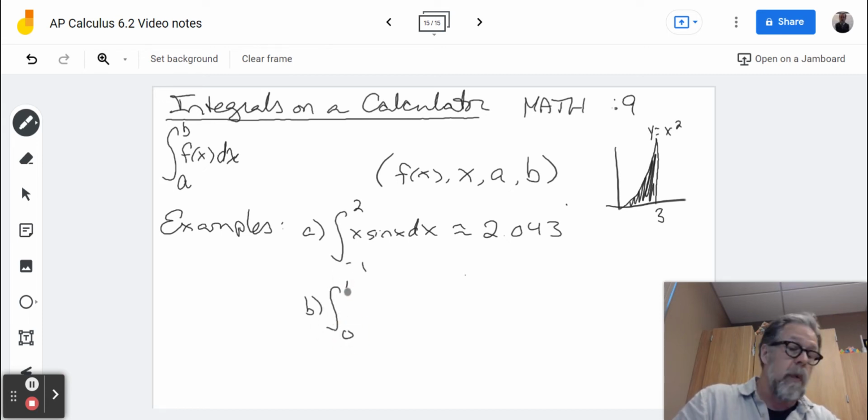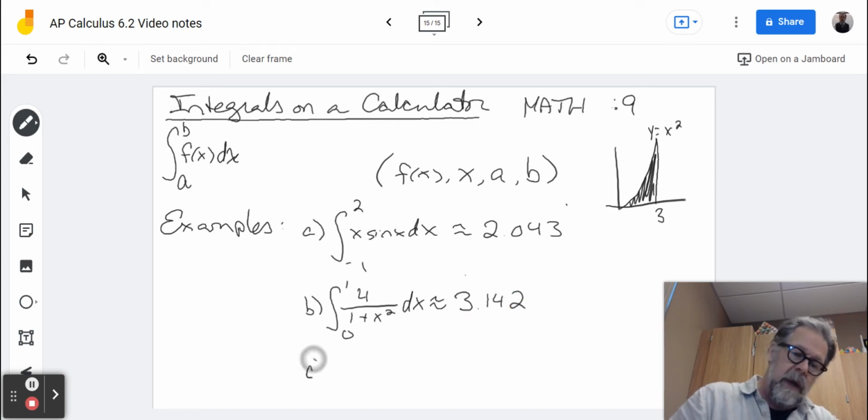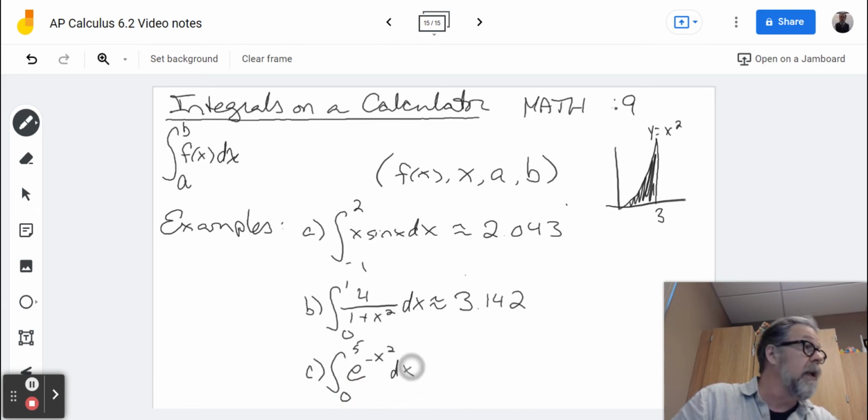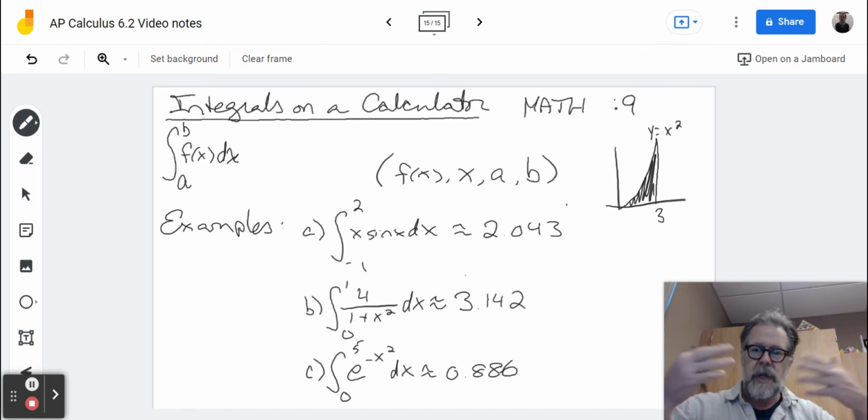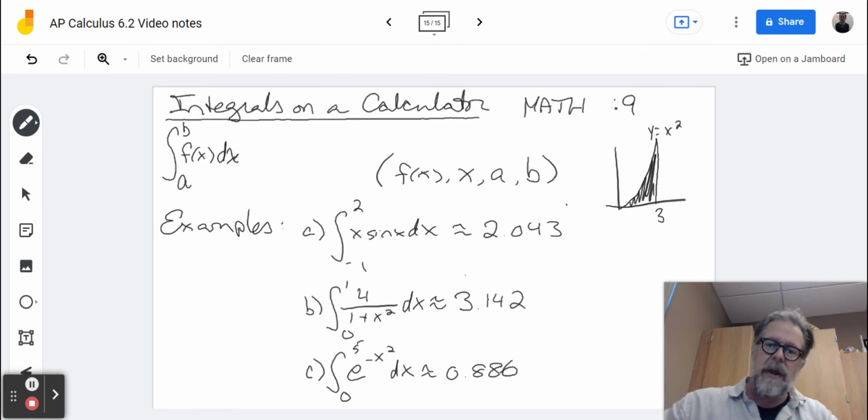The integral from 0 to 1 of 4 over 1 plus x squared dx is approximately, pause, and we're back, 3.142. And the integral from 0 to 5 of e to the negative x squared dx is approximately, pause, and we're back, 0.886. You'll notice that these are not easy to do geometrically. The ones we had done up till now were all really simple geometrics to give you the idea of, hey, here's how we do it.